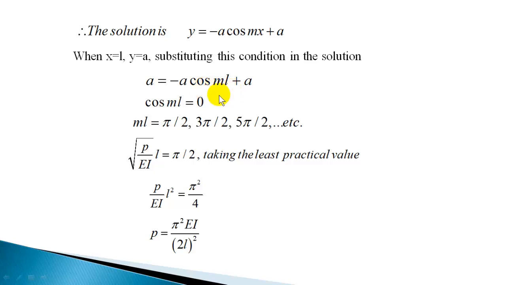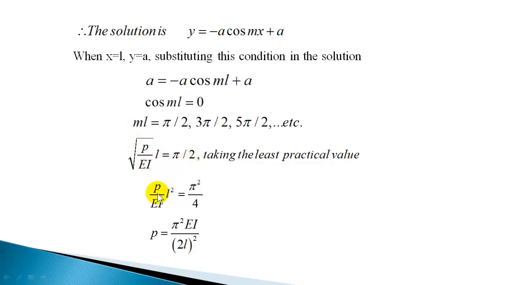For cos ml to be 0, the solution for ml is pi by 2. Cos pi by 2 is 0, cos 3 pi by 2 is 0, cos 5 pi by 2 is 0. Out of this you have to take the least value of the solution, because the column buckles at the least load. So we need not take higher values, because we have to find the least load at which the column buckles. Taking that minimum value, ml is equal to pi by 2, where m is root of P by EI.